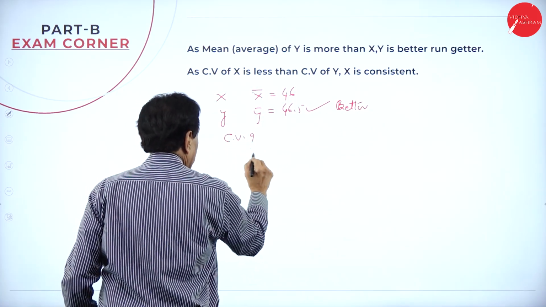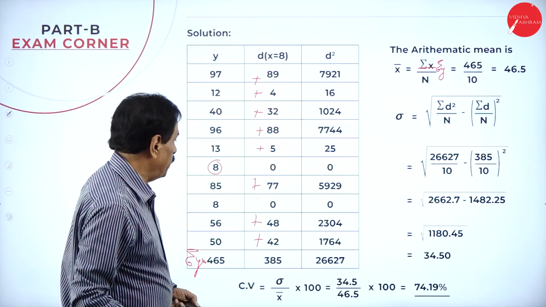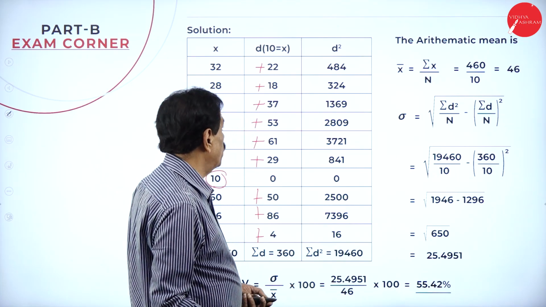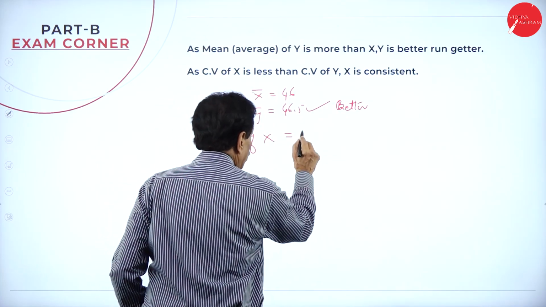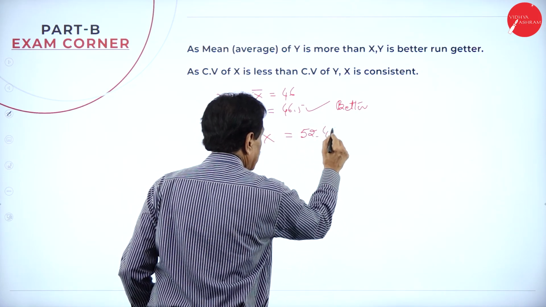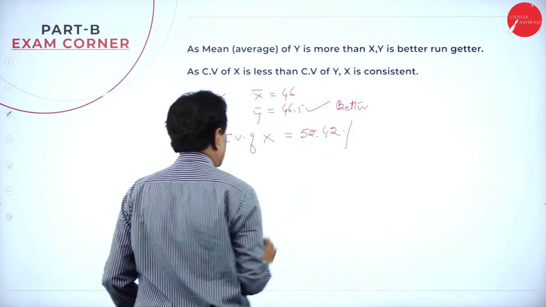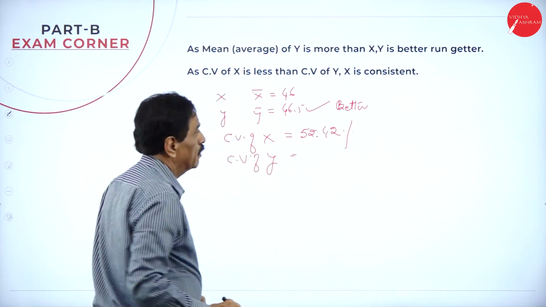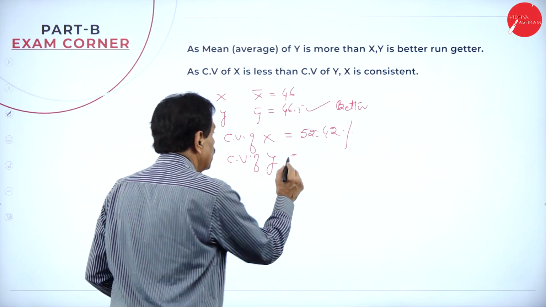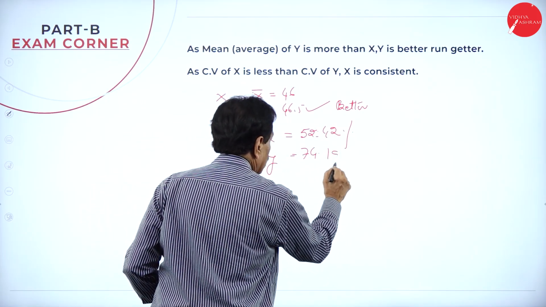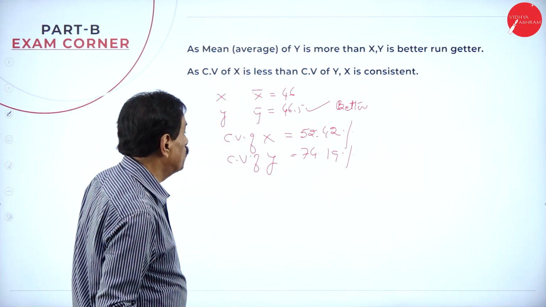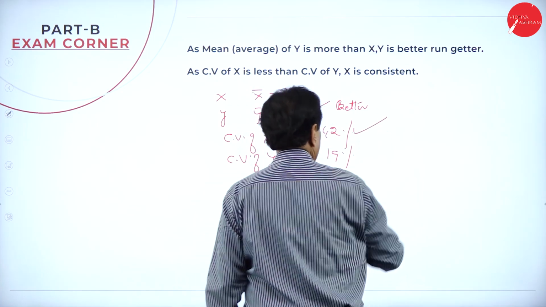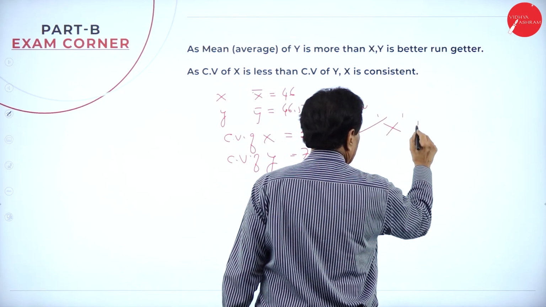CV of X. What is CV of X? See that, CV of X is 55.42%. CV of Y is 74.19%. Whose CV is more? Y. So, who is more consistent? X is more consistent.